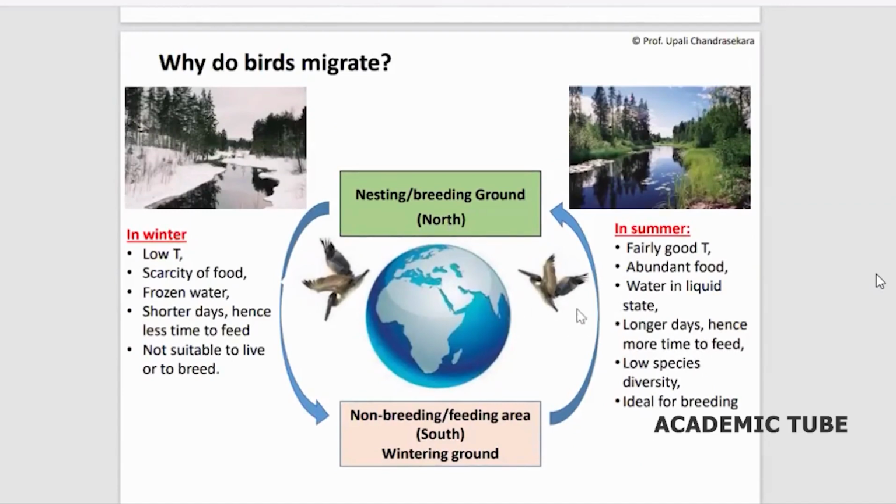It's a behavioral pattern. Now I am showing you, look at these two upper photographs.